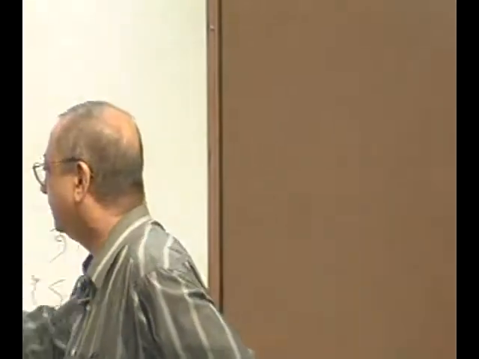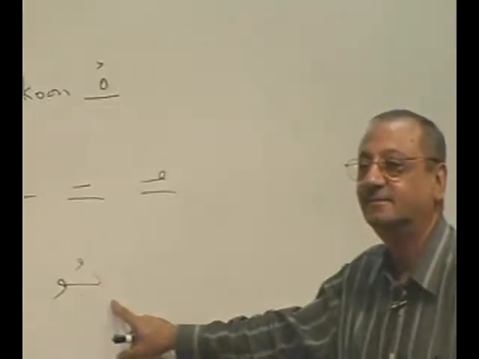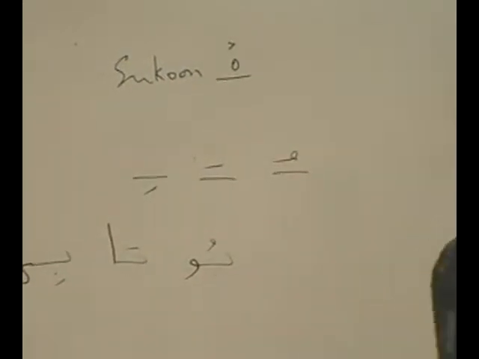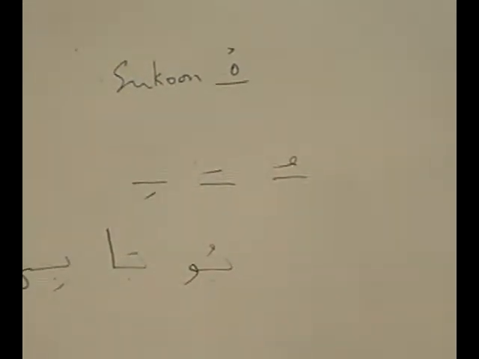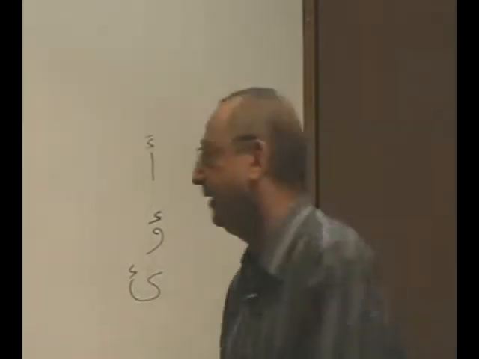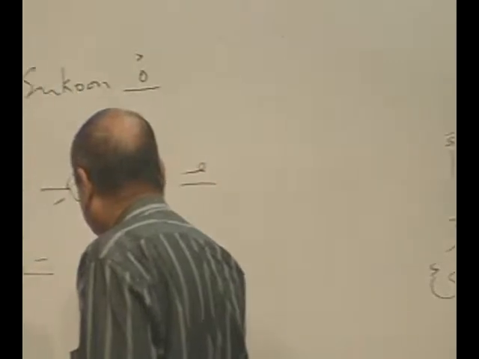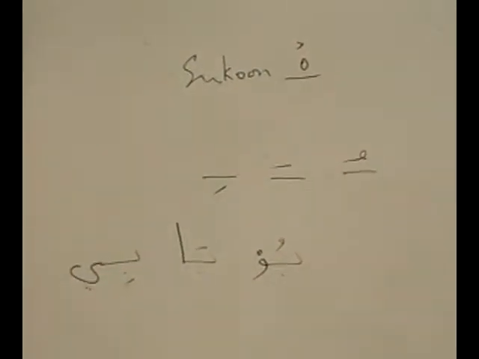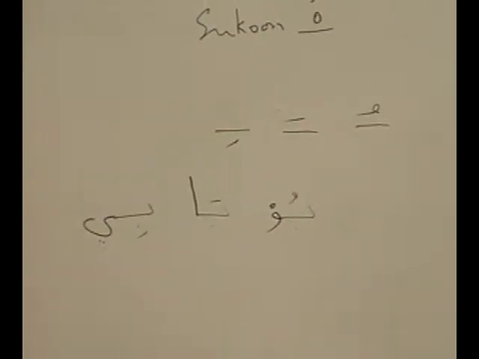Where is the vowel sign here? On ba. What is on vav? It's a sukoon. Why? There is no vowel sign. No, this you never write. You never write it, but you understand.